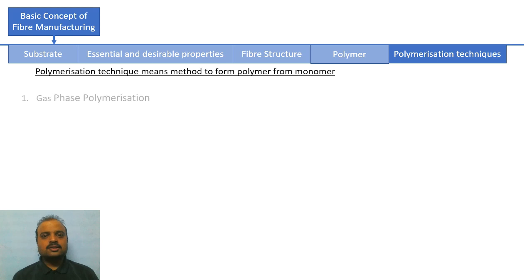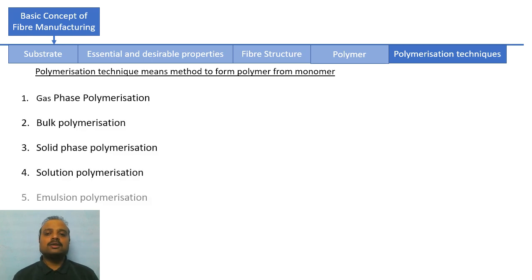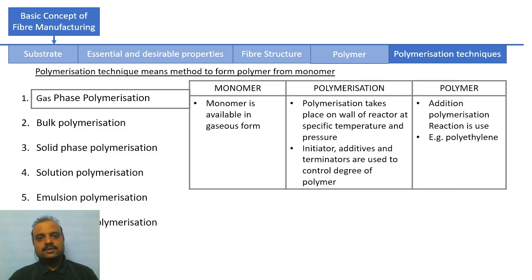There are 6 different polymerization techniques available: gas phase polymerization, bulk polymerization, solid polymerization, solution polymerization, emulsion polymerization, and the last one is suspension polymerization. So let's get started with gas phase polymerization.